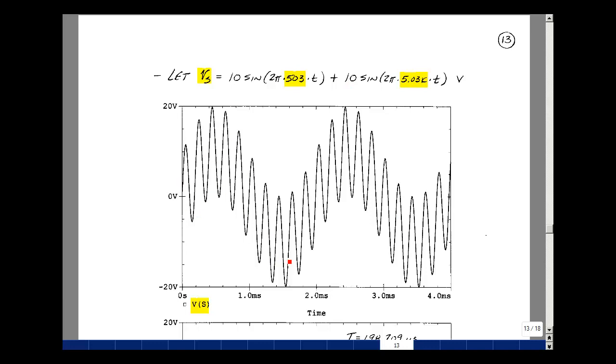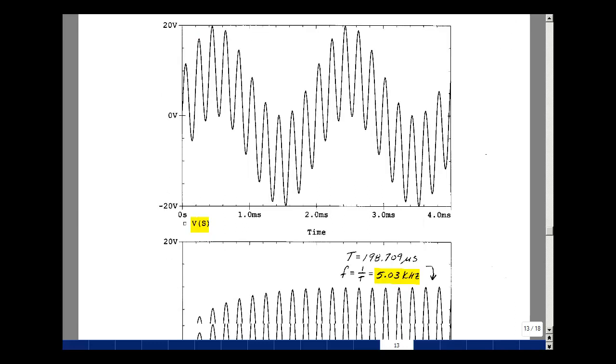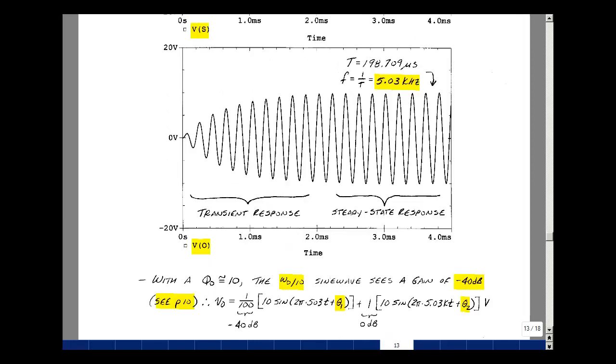If we pass this through the filter, we're going to let the 5 kilohertz signal through with roughly a gain of 1. And then if you go back 1 decade, the gain's approximately 1/100th. So again, there's a transient response and eventually a steady state response. I measure the period here, the reciprocal of which is the frequency, and it's 5.03 kilohertz. The 500 hertz signal is still there, it's just so small you can't see it.